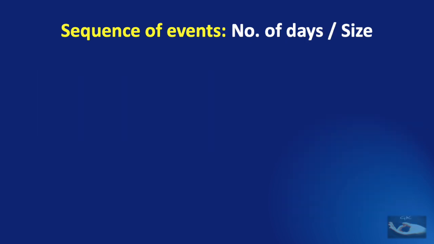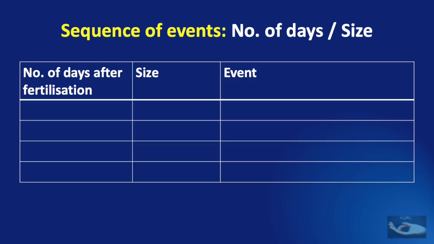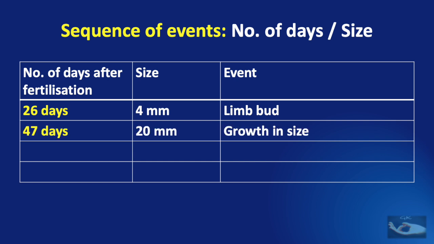The sequence of events can also be described in relation to the number of days since fertilization or the size of the embryo in which the particular change occurs. For instance, at 26 days after fertilization, the size of the embryo is around 4 millimeters and the limb bud develops around this period. And at 47 days, the size of the embryo is around 20 millimeters.